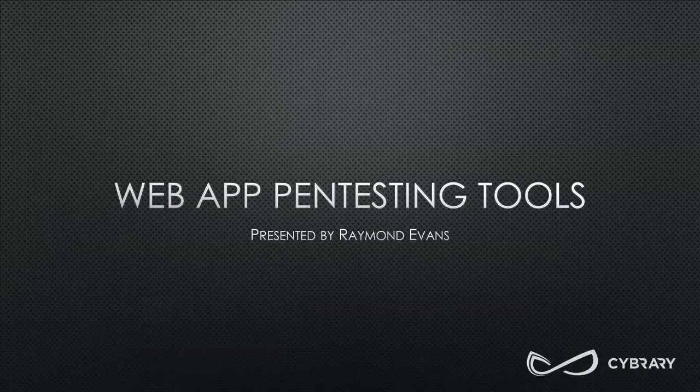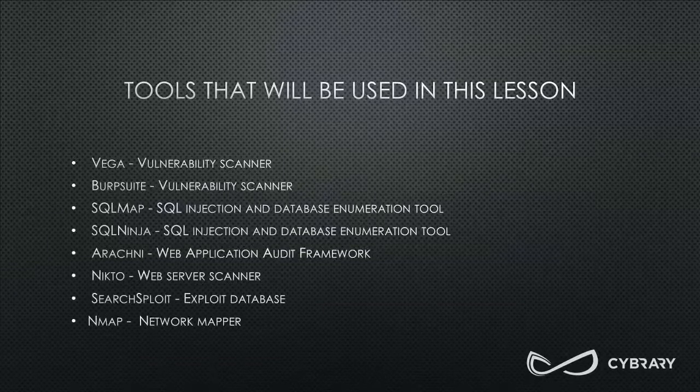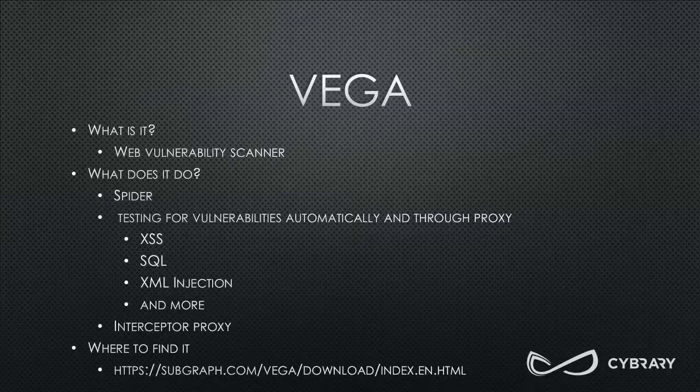In this video we will be discussing Web App Pen Testing tools. So here are some of the tools we will be discussing that will be used throughout this course. There will be a couple more that will pop up here and there. However, if you're running the Kali and Kali 2 environment, they come pre-installed so you won't have to worry about getting them. We will be using Vega, which is a web vulnerability scanner.